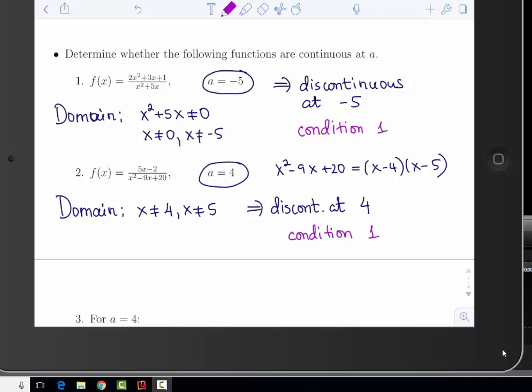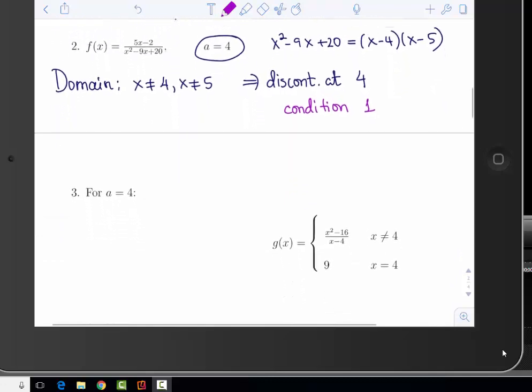Okay, so whenever you're dealing with a function that's rational, or it might be a radical function, it could be a trig function, your step number 1 is to determine the domain of this function. Then, if the point that you're dealing with is not in the domain, automatically the function is discontinuous at that point. If it is, then we have to check the other 2 conditions.